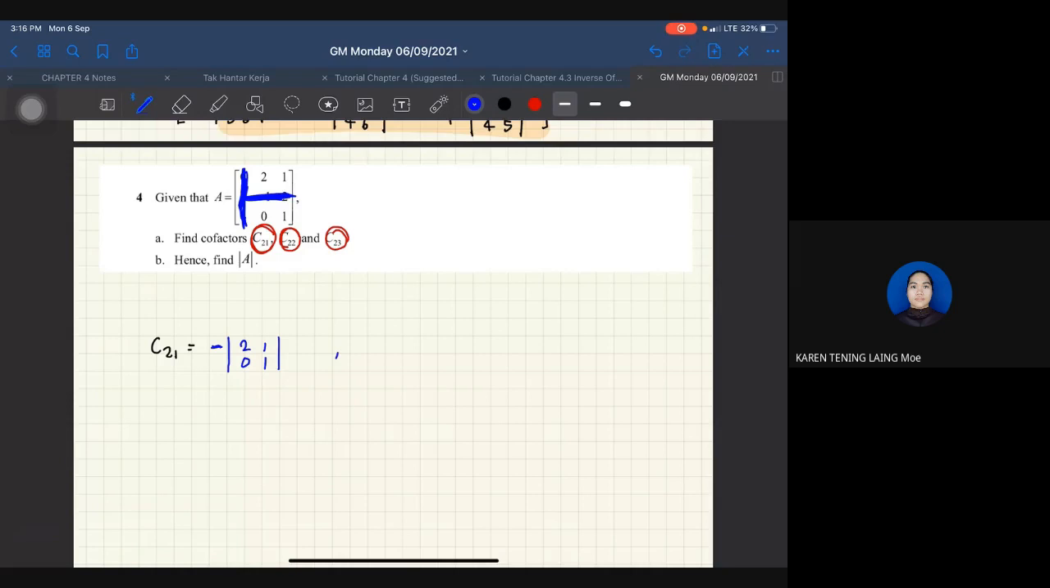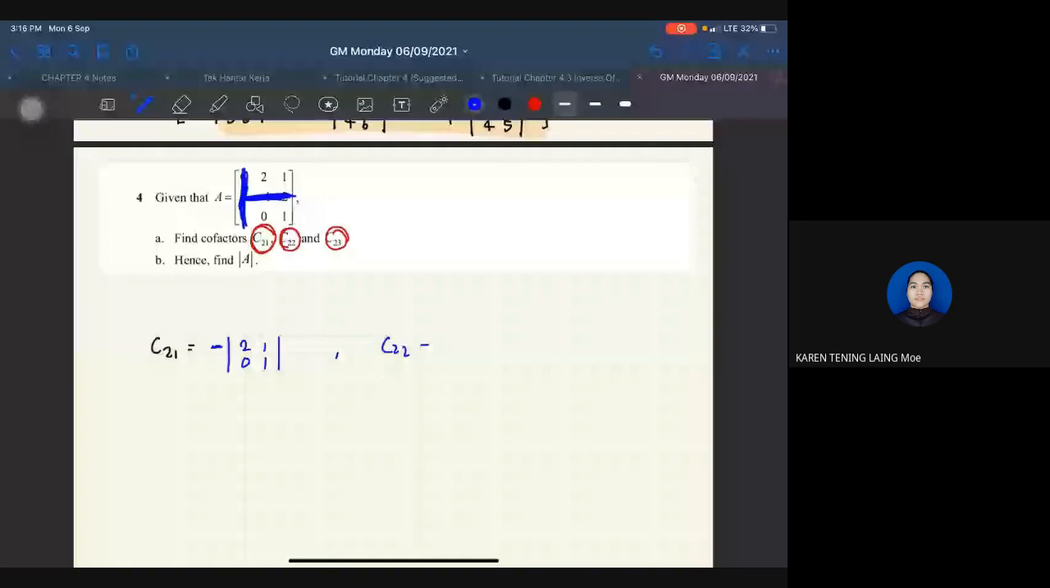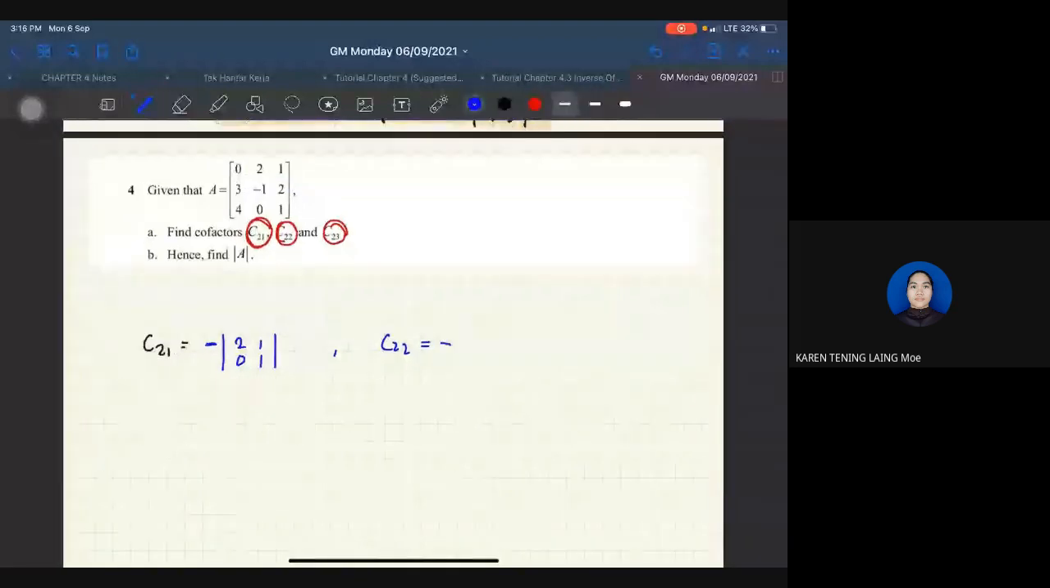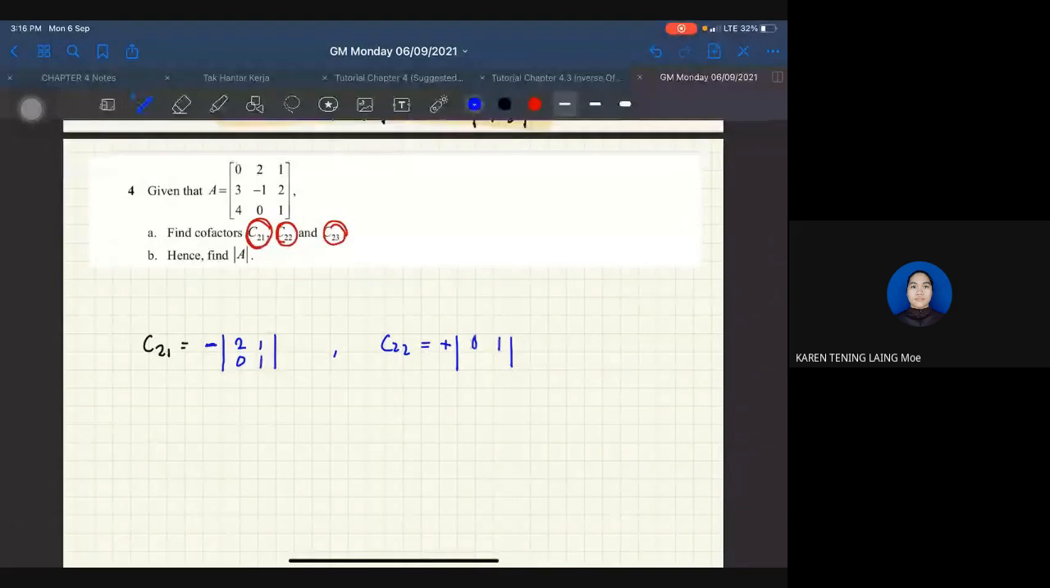Okay, so sama juga method dia untuk C22 dan C23. Okay, so for C22, benda yang sama. So just include the sign. So tadi sign kita adalah plus. Okay, so the sign dia mestilah bergili-gili. So bila first adalah negative, so the second one will be positive. Okay, and then just masukkan apa yang tinggal. So sekarang yang tinggal adalah 0, 1, 4, 1.